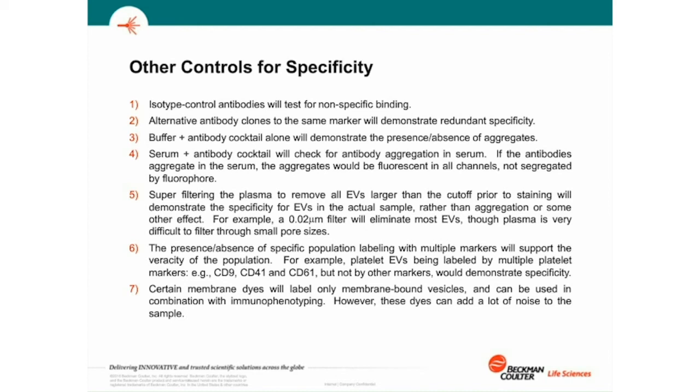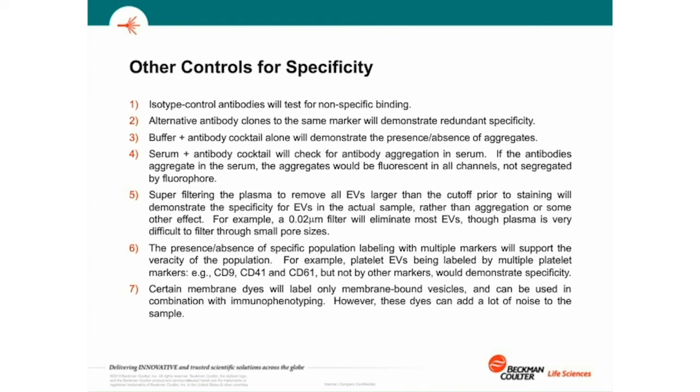Superfiltering the plasma to remove all EVs larger than the cutoff can help demonstrate the specificity for EVs in the actual sample, rather than aggregation or something else. For example, using a 20 nanometer filter will eliminate most EVs. It won't eliminate exomeres, but most EVs, because they're typically 40 nanometers and up, 30 nanometers and up. However, plasma is very difficult to filter to small pore sizes. If you put plasma through a 0.02 micron filter, you may only get like 50 or 100 microliters out on the other side. So you might end up running through a few filters if you're trying to collect a larger sample fraction. But since these samples need dilutions of 1 to 2,000, 1 to 4,000, you don't need a large volume of sample to test it as a control.